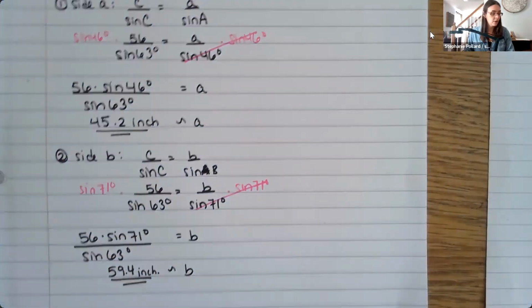All right, let's try another example here. Solve triangle ABC if A is equal to 50 degrees, C is equal to 33.5 degrees, and B is equal to 76. And again, we're going to round lengths to nearest tenth.